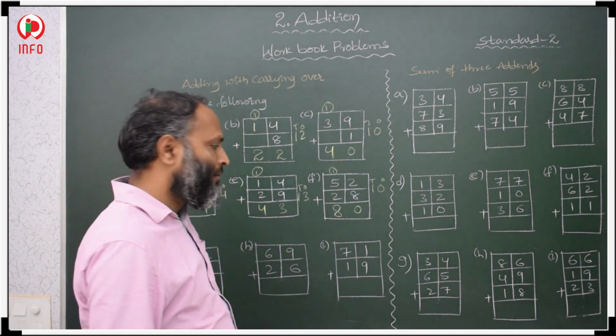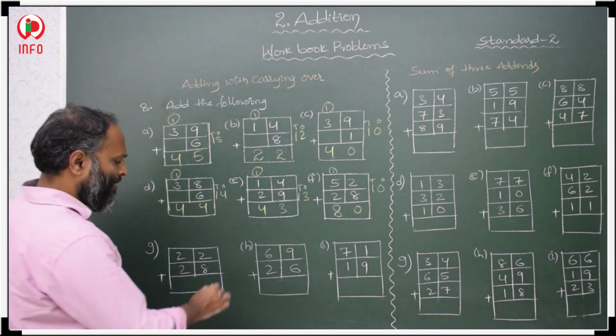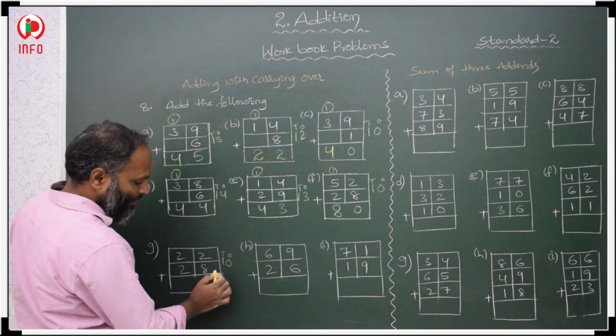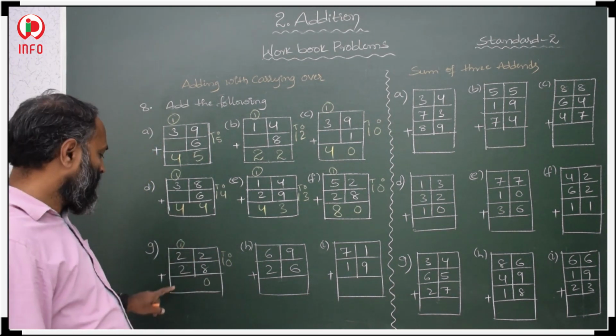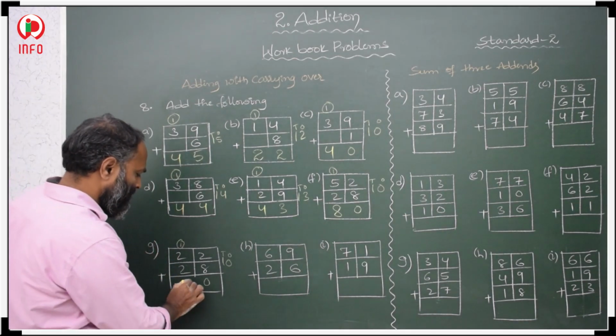8. Now 8 plus 2: 8, 9, 10. Then 10. This is in ones place, this is in tens place. Ones place we keep 0 and tens place we have to take 1. 2 plus 2: 2, 3, 4. 4 plus 1, 5.